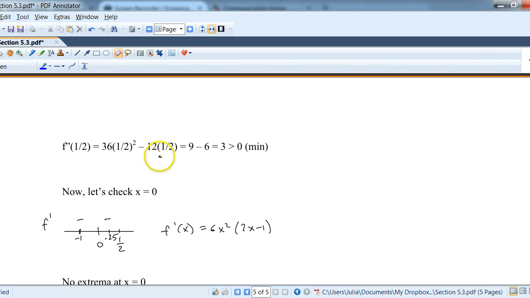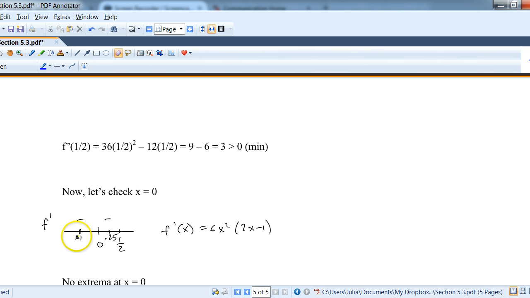For 1/2, I plugged it in and I actually get positive 3 because it's 36 times a half squared. That means 36 times 1 over 4, which is 9. And then minus 12 times a half is minus 6, which is 3, and it's positive, so we have a minimum at that point. So what happens at x equals 0?